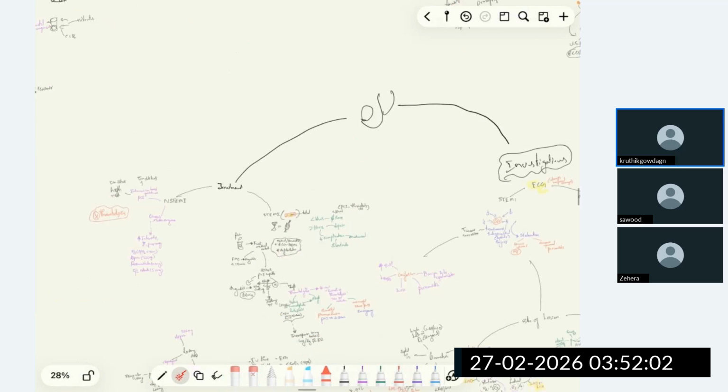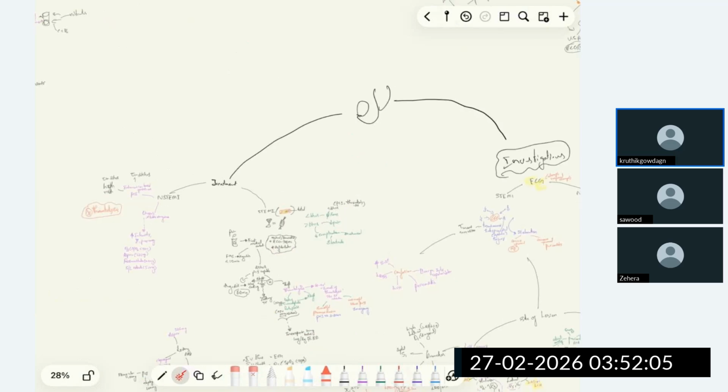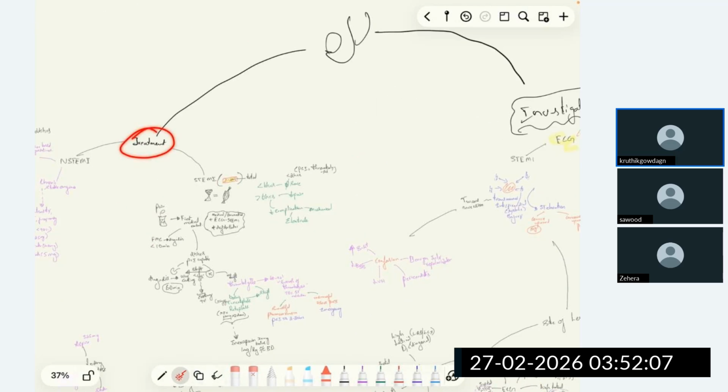Now, how to treat the patient presenting with acute coronary syndrome? The treatment is extensive. We have medical thrombolysis.